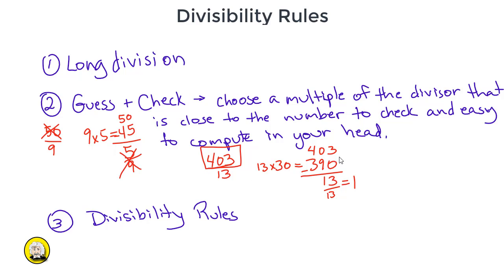If that difference was 0, that means the number that I originally guessed as a multiple of 13 is the exact number I'm trying to check also. So in the case of 0 remainder, I'm finished at that point. I've done my divisibility check and it worked. That's the guess and check method. It's a general approach that will work for any numbers, any divisibility test.